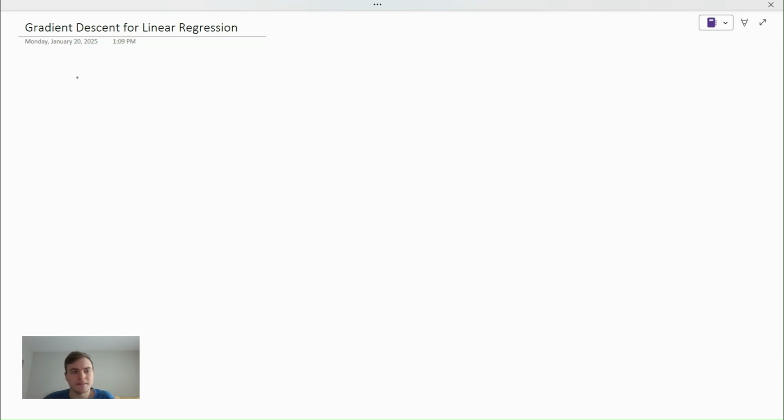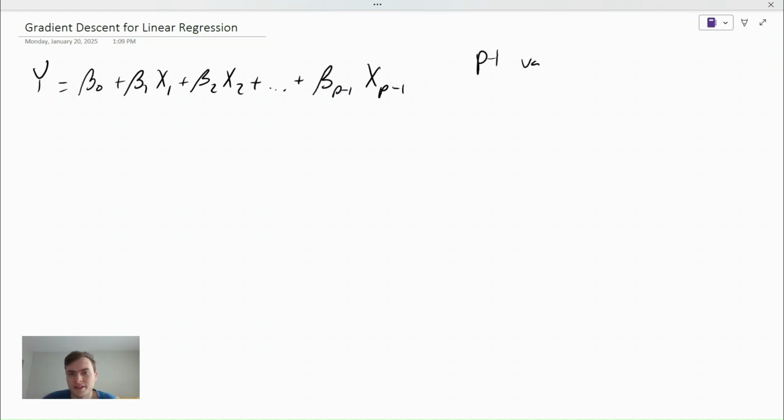So in linear regression, we have y equals beta 0 plus beta 1 x1 plus beta 2 x2 plus dot dot dot plus beta p minus 1 xp minus 1. If p minus 1 is our number of variables, p is the number of parameters, beta, and we can say n is our number of points, xi, yi, right?